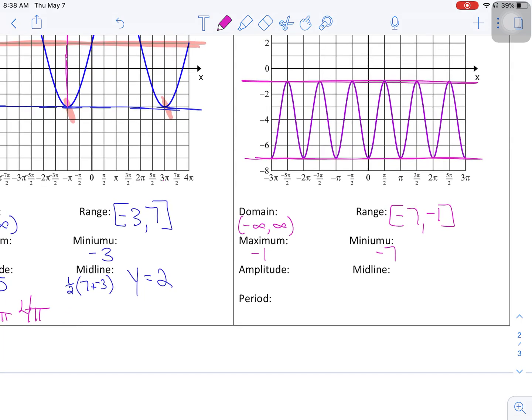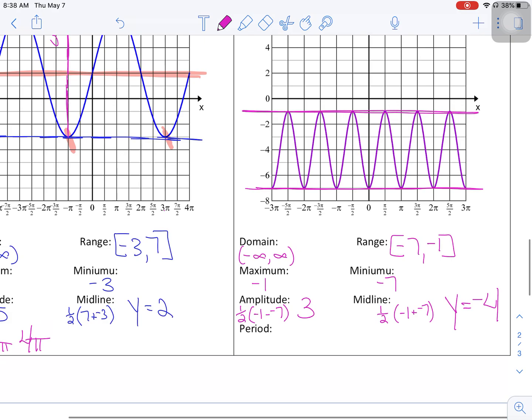Amplitude, I want to do 1/2 the distance between them. So take your maximum minus your minimum. Negative 1 minus negative 7 is negative 1 plus 7, which would be positive 6. 1/2 of 6 is 3. Amplitude always has to be positive. So if you ever run into a negative answer, something's going wrong. Okay, midline, I want to do the average of the two. So I'm going to take my maximum plus my minimum. Negative 1 plus negative 7 is negative 8. 1/2 of negative 8 is negative 4. So my midline should be at y equals negative 4.